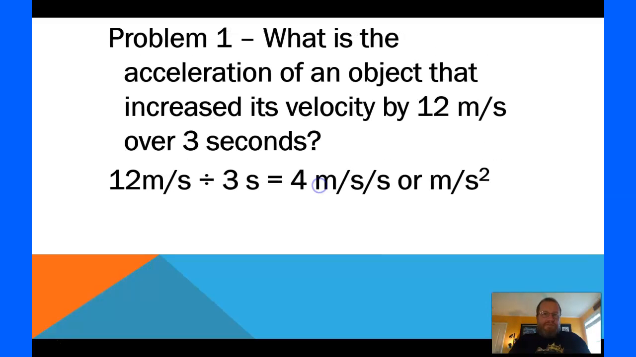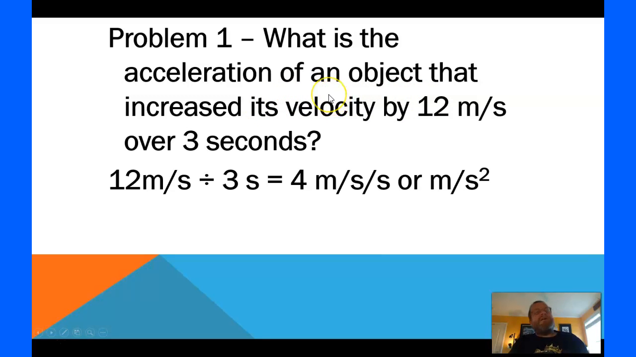Okay, a few practice problems that I can work out with you. And then you're going to work on the ones on the worksheet that came with today's lesson. Alright, problem 1. You may have the answer up there ready for you. What is the acceleration of an object that increases velocity by 12 meters per second over 3 seconds?